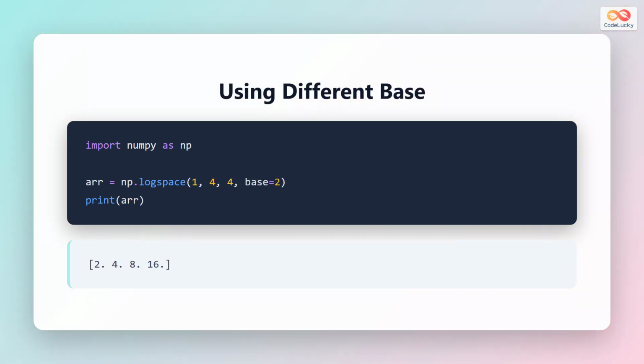You can use different bases for logarithmic spacing. In this example, we use np.logspace with start 1, stop 4, 4 samples, and base equals 2. This generates powers of 2: 2, 4, 8, and 16. The base parameter gives you flexibility to work with any logarithmic scale you need.